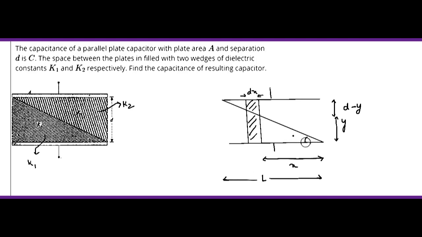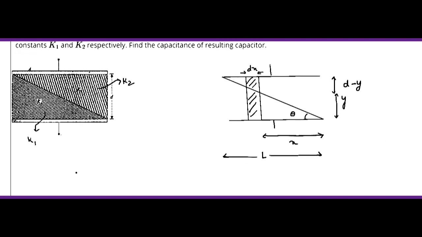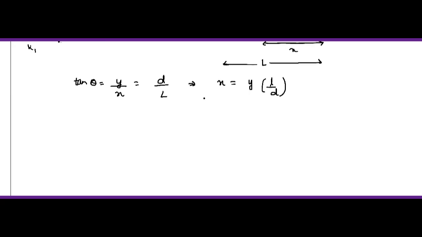Now if we take this angle as theta and take the value of tan theta, tan theta would be perpendicular by base, y divided by x. In the bigger triangle, it is d divided by the total distance L. So we can say that x equals y times L divided by d. This is the relationship between x and y. Similarly, if we differentiate this equation, then dx equals dy multiplied by L divided by d.